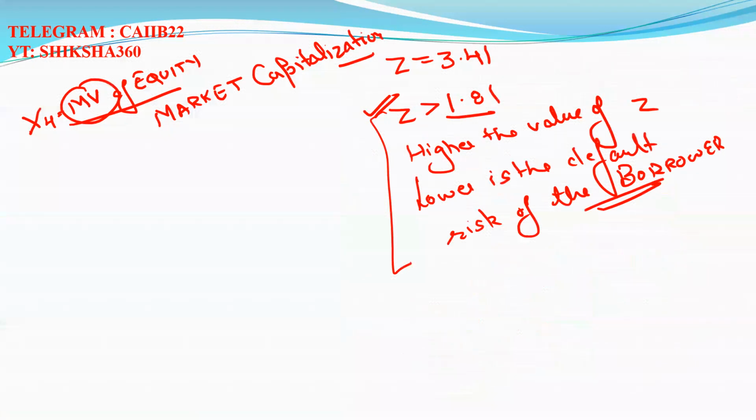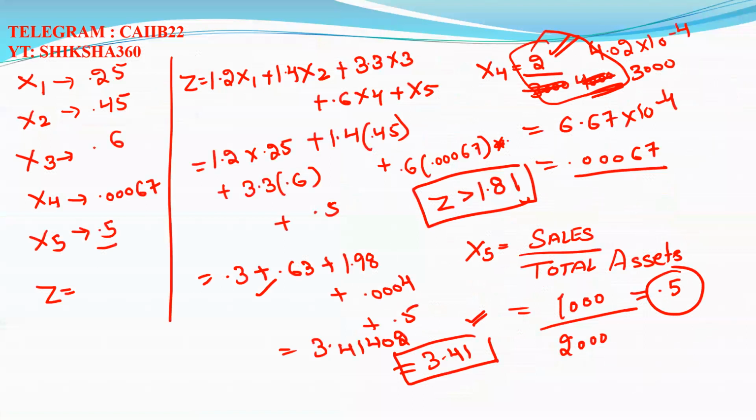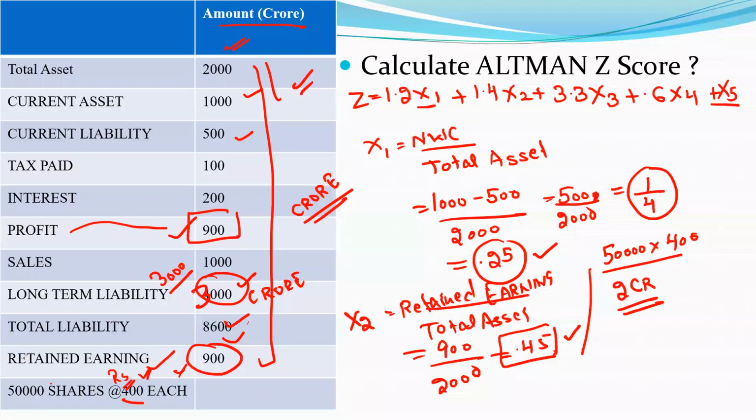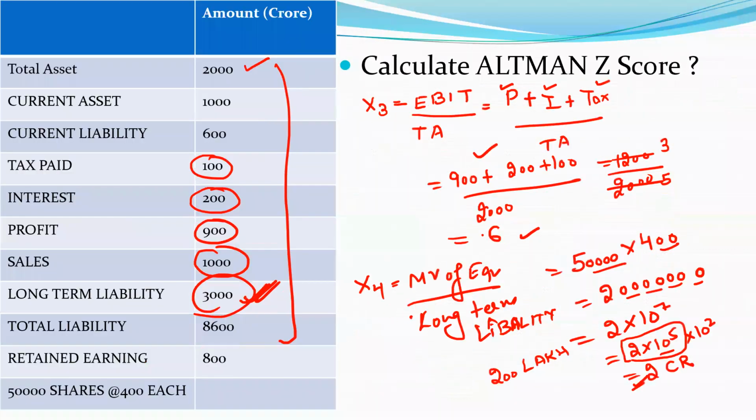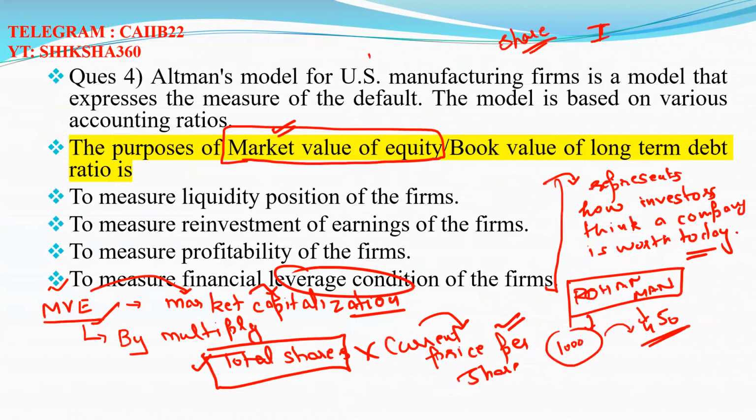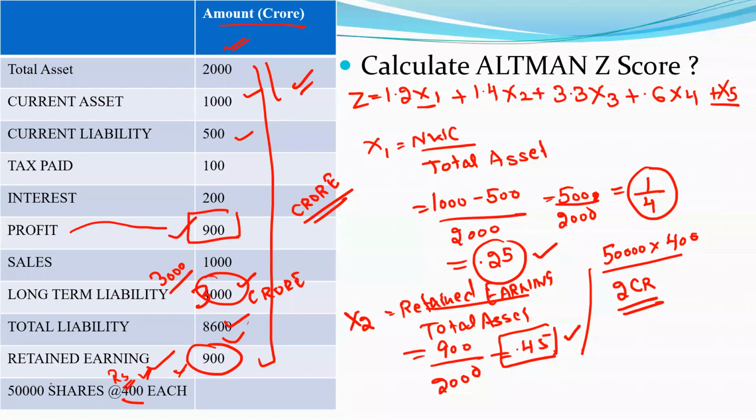So this is basically the basic discussion of the Altman Z score. This is a theoretical case study on how to calculate the Z. This is totally theory based, and this is simple numerical based. Clear?